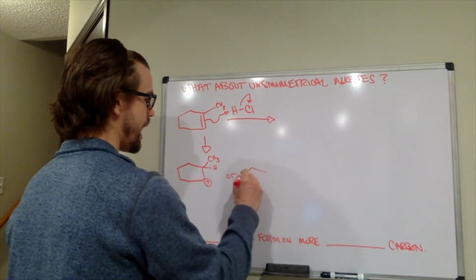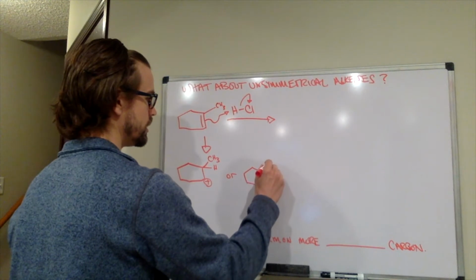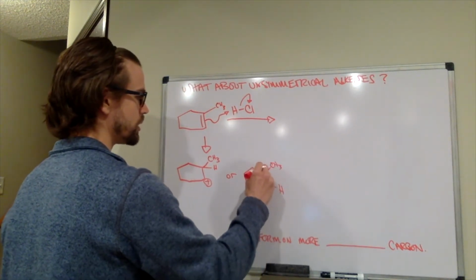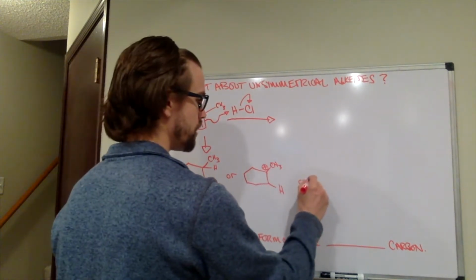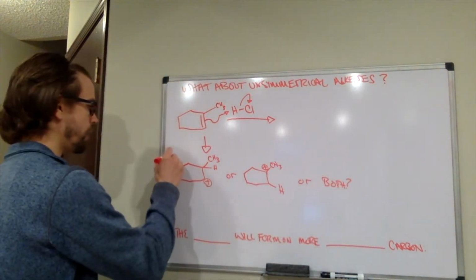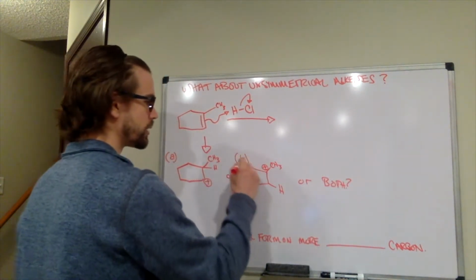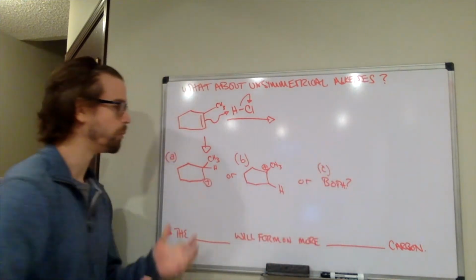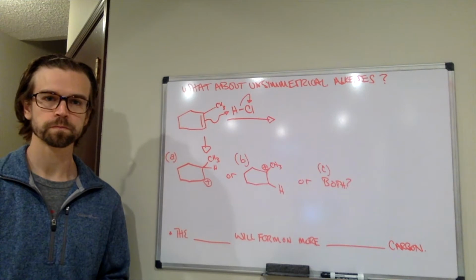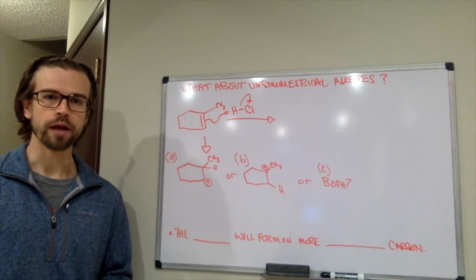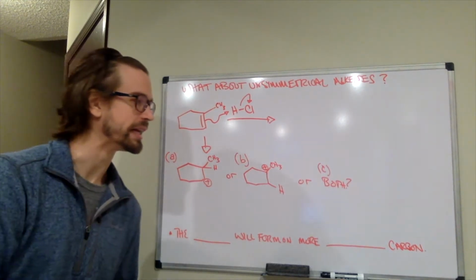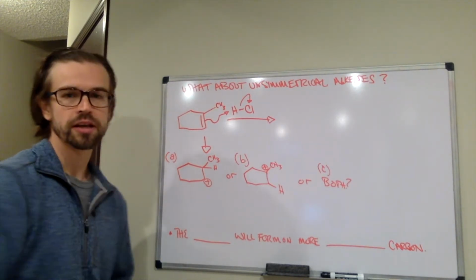Or we could add the hydrogen to this side, that would make the positive charge right there. Or maybe the third option would be that both happen. So if we were in class, we'd do this as a clicker right now, A, B, or C. Which one would you expect to happen in this reaction?